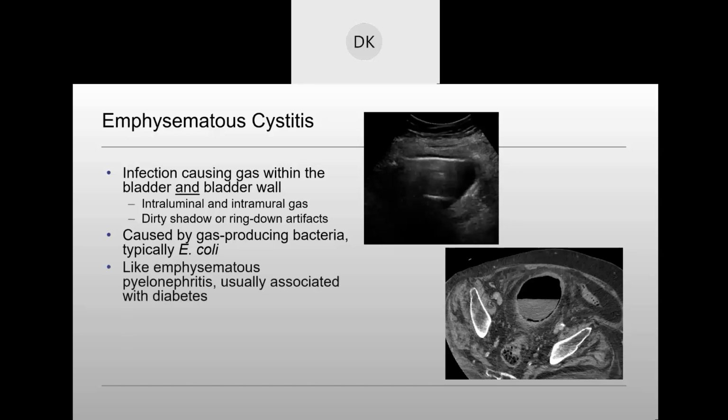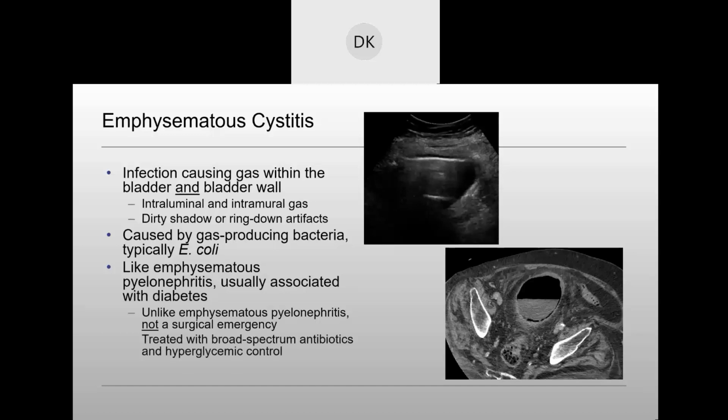And just like emphysematous pyelonephritis, we see it more commonly in patients who have diabetes. So you want to be aware of that if you're scanning a patient that has poorly controlled diabetes. What's different, though, is this is not a surgical emergency, unlike emphysematous pyelonephritis. The bladder will not be removed in this case. It's often just treated with antibiotics and control of the patient's blood sugar.